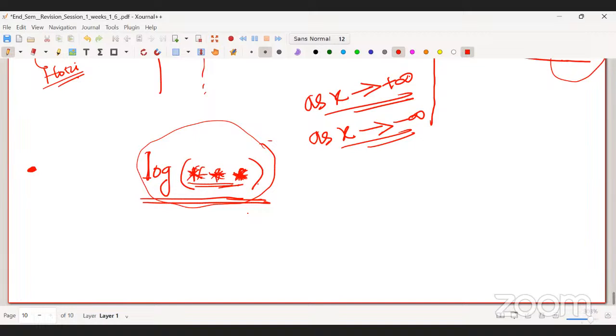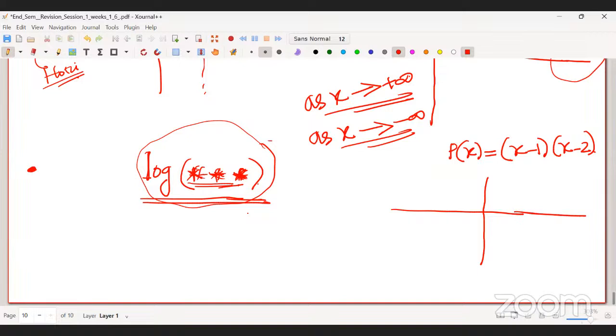Suppose you have some quadratic polynomial. Let's say p of x is x minus 1 times x minus 2, right? This is your polynomial. If I draw this polynomial, this is my 1, this is my 2, and my graph will somehow look like this, right?